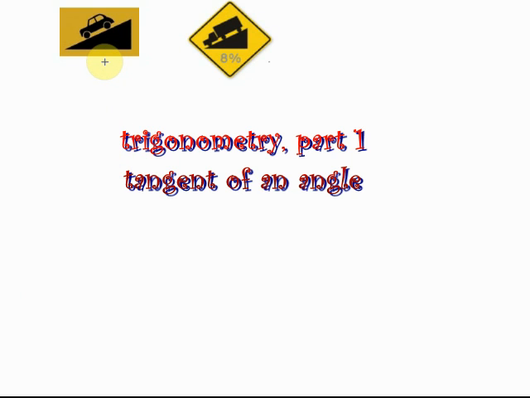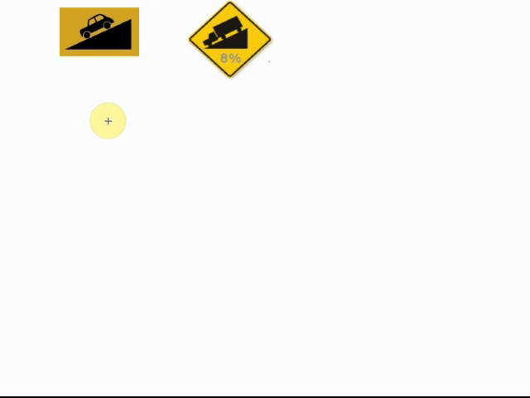Now take a look at these two road signs. Here we've got a car heading down a hill, and here we've got a truck heading down a hill. Now it looks as though they're heading down pretty steep hills, doesn't it? And the steepness is determined by this angle.